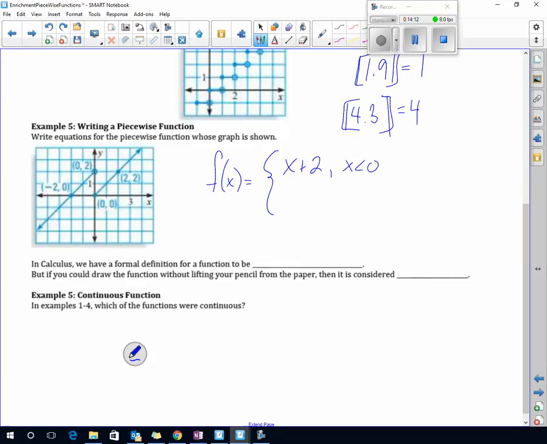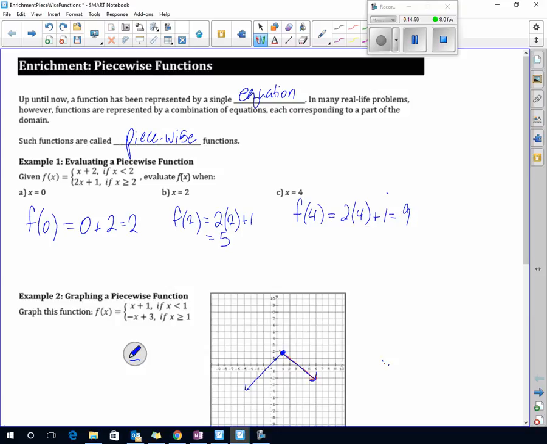Okay, so in calculus we have a formal definition for a function to be continuous. But if you can draw the function without lifting your pencil from the paper, then it's considered continuous. Okay, so example 5 says, in examples 1 to 4, which functions were continuous? So let's go back to example 1. Was example 1 continuous?